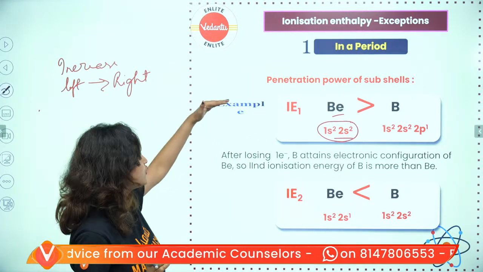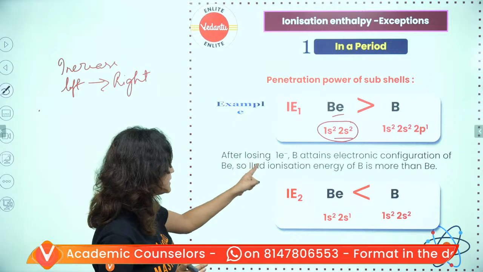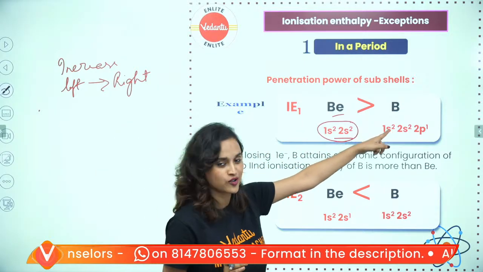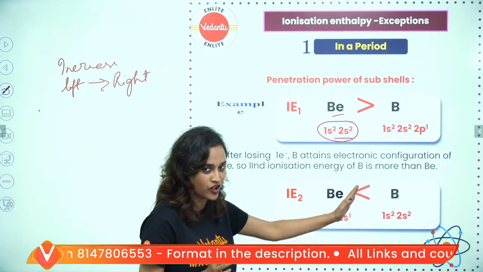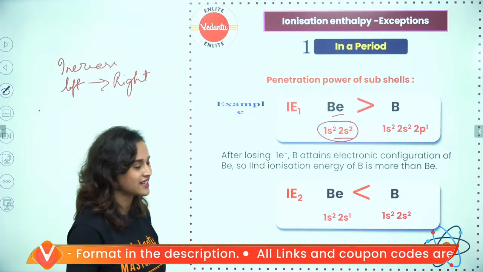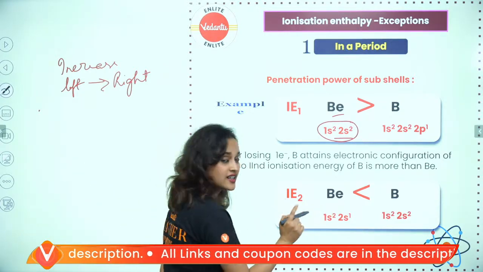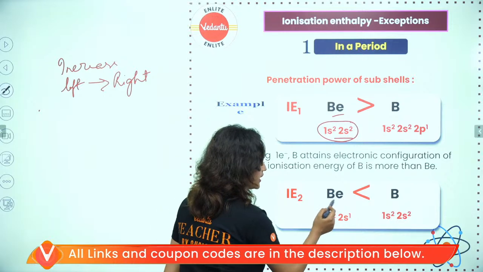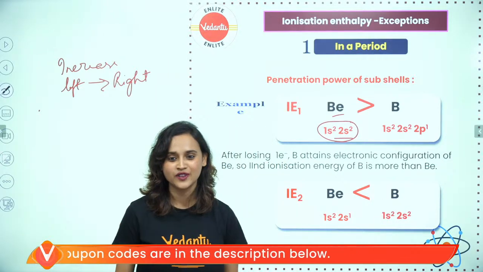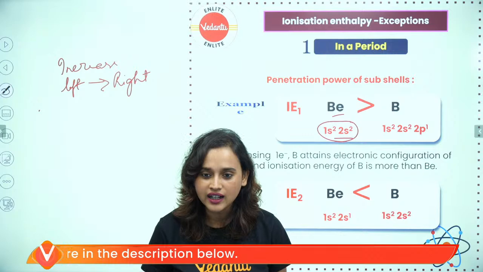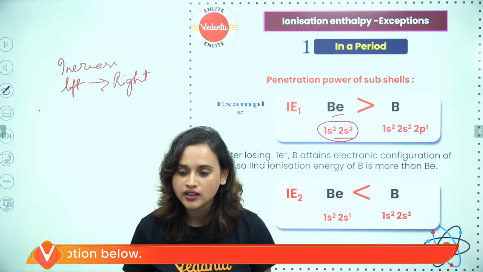But this is only for the first ionization energy. Once it has already lost one electron, the second ionization energy changes again. See, the second ionization energy for beryllium is lesser than boron. Got it?